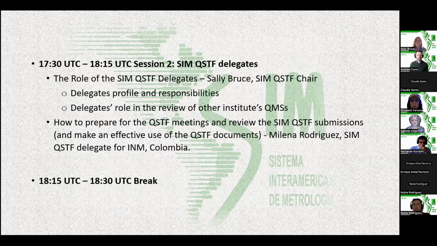After this first break, we are going to go to the second session, presented once again by Sally Bruce and by Milena Rodriguez, a delegate for the QSTF from the National Metrology Institute of Colombia. During this session, we are going to deal with the responsibilities that the delegates have in the QSTF and how the delegates are prepared to evaluate the information sent by the National Metrology Institutes or the appointed institutes that present their information systems for approval.